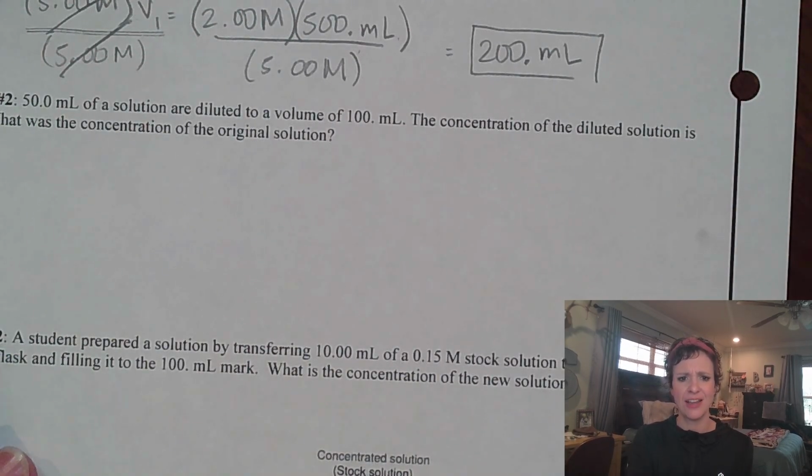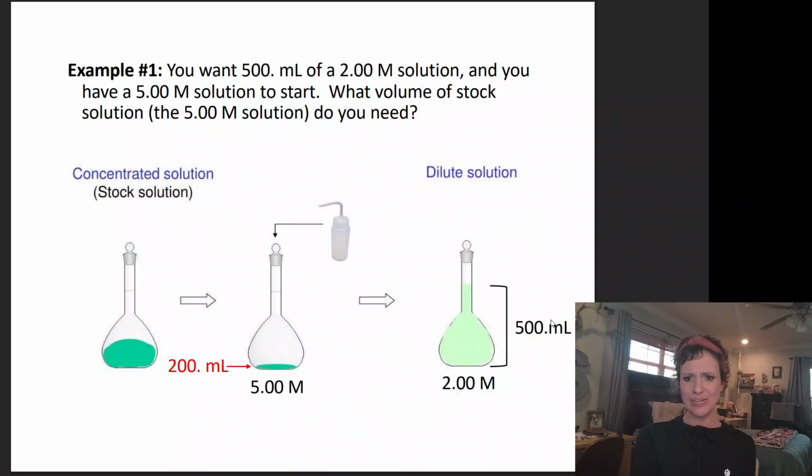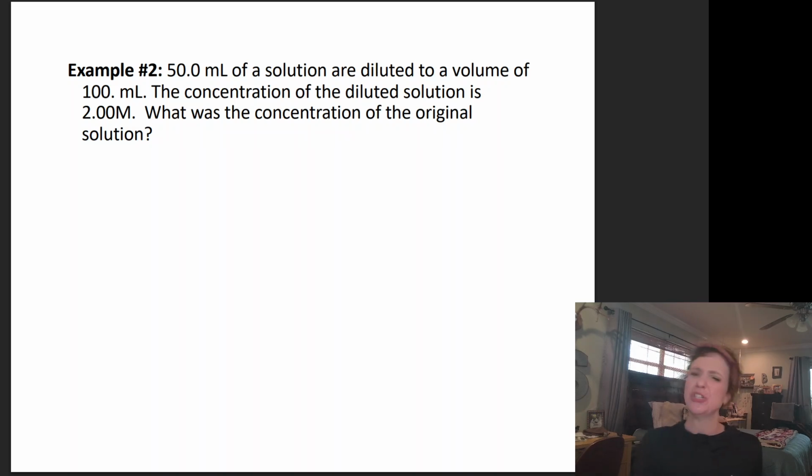So what does that mean? I've completely forgotten. Well, let's go back to our little visual. And we see here, oh yeah, I was trying to figure out how much of that original concentrated 5 molar stock solution I needed. And then I would add water to that 200 milliliters to get to that final volume of 500 milliliters. Okay, so super exciting. Let's do two more problems.